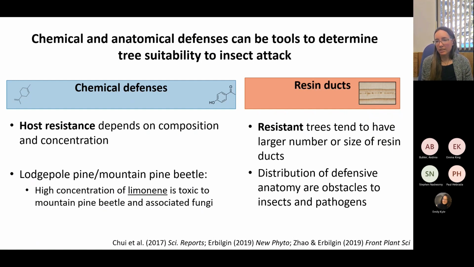And another form of defenses trees have are resin ducts. And that little photo shows a line of resin ducts. And these are filled with chemicals, but we call them anatomical because they're essentially barriers to a mountain pine beetle, or the fungi, in particular the fungi, from invading into the wood. And research has shown here in Alberta that a larger number and size of resin ducts can be associated with trees resistant to mountain pine beetle. And again, that's lodgepole pine.